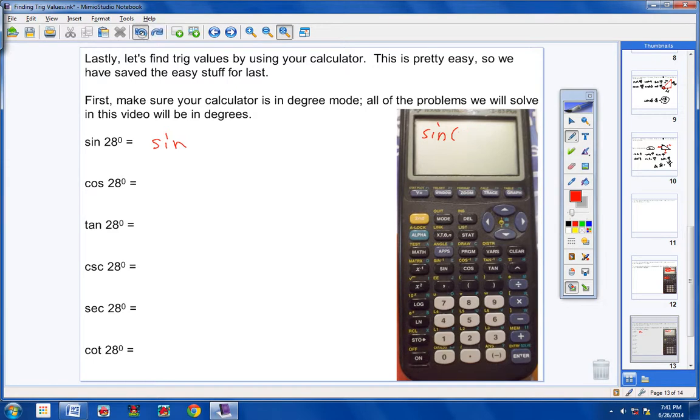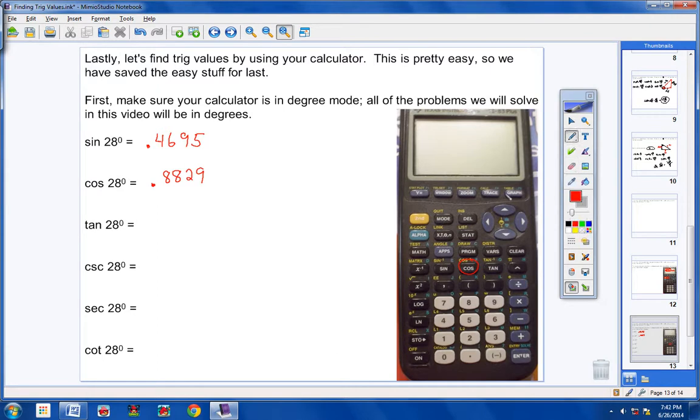You should get 0.46947. Usually we round to 4 decimal places, so 0.4695. Let's find the cosine of 28. So hit cosine, which is right here, and then hit 28 degrees, and then hit enter. And when you do that, the cosine of 28, this should pop up on your screen, 0.8829.